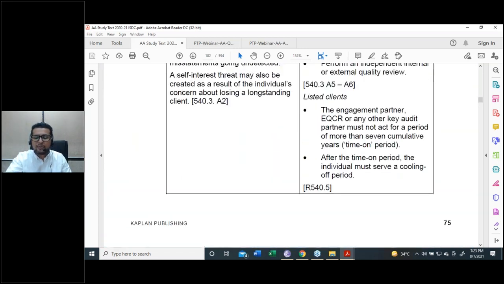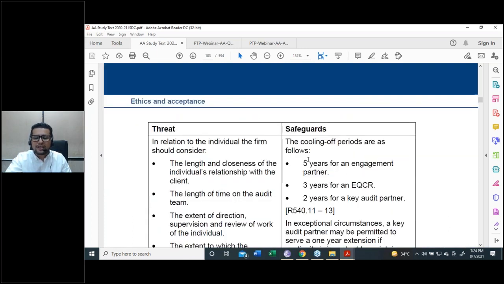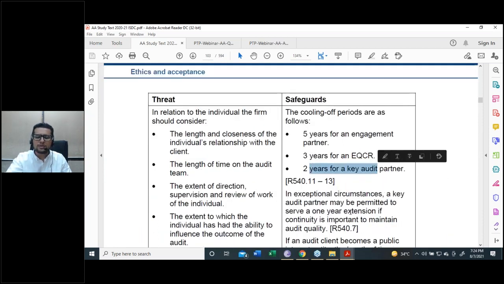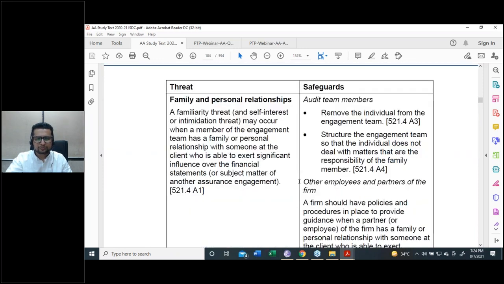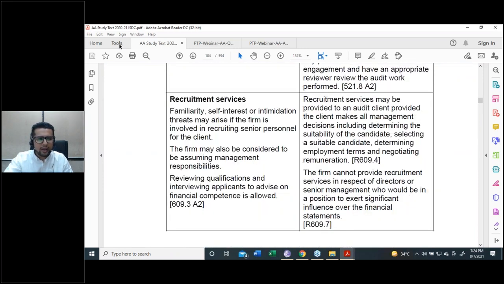And once I have been removed, I need to serve a cooling off period, and the cooling off period is 5 years for the partner, 3 years for the engagement quality controller reviewer, and for any other key partner it's 2 years. Any other question from you now? EQCR, engagement quality controller reviewer.